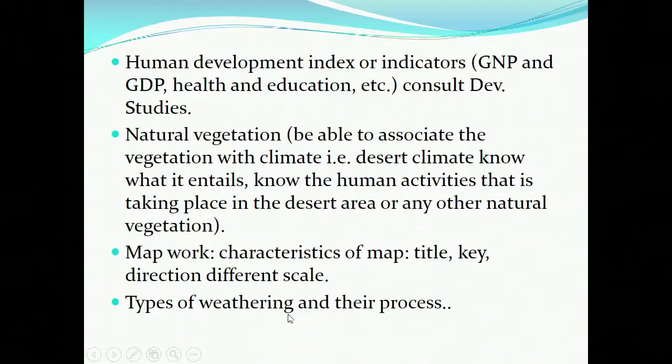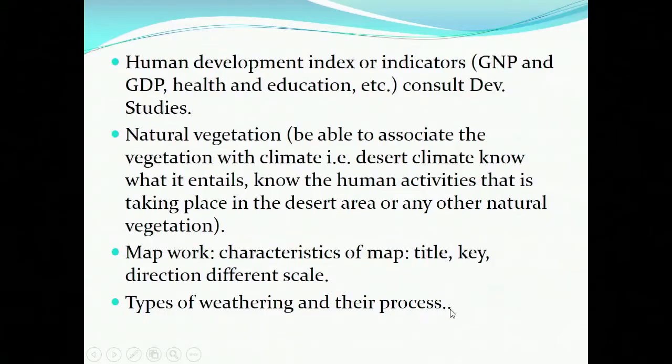Another thing is the types of weathering and their process. Remember, weathering is not weather, but weathering. These are physical weathering, biological, and the chemical one. Usually they are just three, and their process means that you need to know the meaning of the term weathering itself, the meaning of those types of weathering, and the process that is taking place under each weathering.